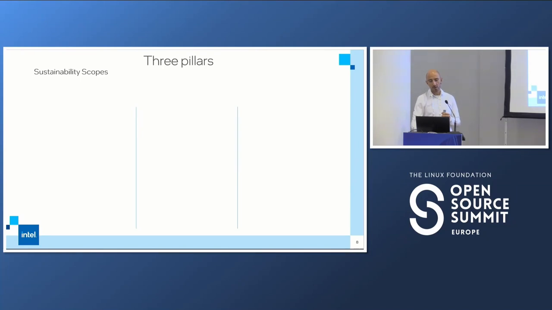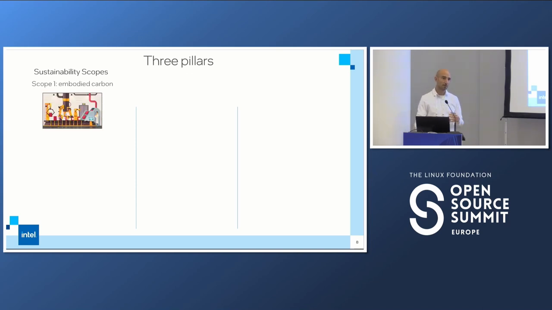I want to set the context on the three pillars behind this work. The first one: I don't know how much you're familiar with sustainability scopes, but there are basically three scopes. The first one is embodied carbon, meaning how much carbon is associated with, for example in Intel's case, manufacturing chips.